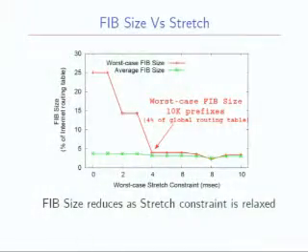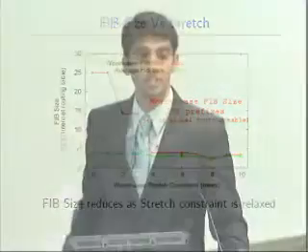The x-axis is the constraint on worst case stretch, the y-axis is FIB size. As you relax the constraint, the worst case FIB size drops. And with a constraint of about 4 milliseconds, you get a worst case FIB size across all the routers of around 10,000 prefixes, which is 4% of the global routing table.